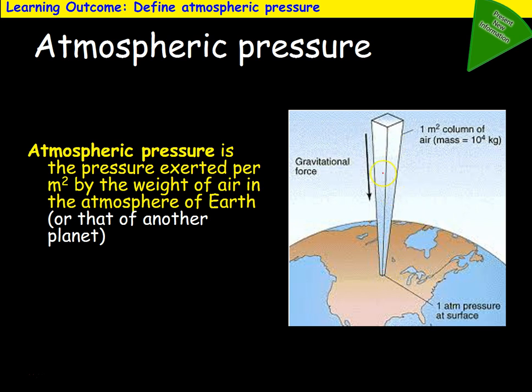If we imagine all that gas in a column of 1 meter squared, so the area of this is 1 meter squared, extending the whole way down. By the time you're the person standing here on the Earth's surface, the weight of all of that air is pressing down on you. So it exerts a pressure, just like it exerts a pressure on the ground. Atmospheric pressure is the pressure exerted per meter squared by the weight of the air in the Earth's atmosphere, or if it's on another planet, that atmosphere.